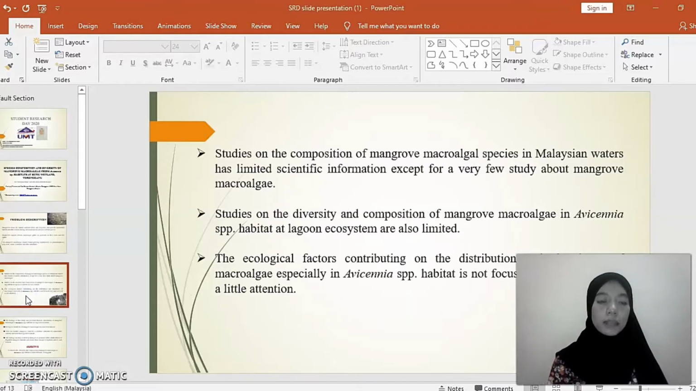Next is the statement of problem. Studies on the composition of mangrove macroalgae species in Malaysian waters are limited. There is only a little scientific information about mangrove macroalgae in Malaysian waters. Moreover, studies on the diversity and composition of mangrove macroalgae in Avicennia habitat in a lagoon ecosystem are also limited. The ecological factors contributing to the distribution and abundance of macroalgae, especially in Avicennia habitat, are not focused on well and receive little attention.